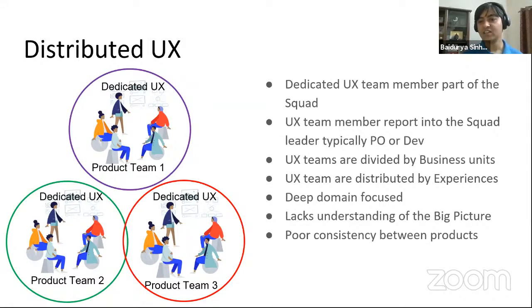But what it lacks is understanding the bigger picture, right? Because what happens across products, what happens for the user who uses multiple of the products? This team is mostly focused around that particular product, not at the larger ecosystem. And it also causes different style guides for different products. If you don't have a very strong design system, it ends up with every product having their own patterns and standards.